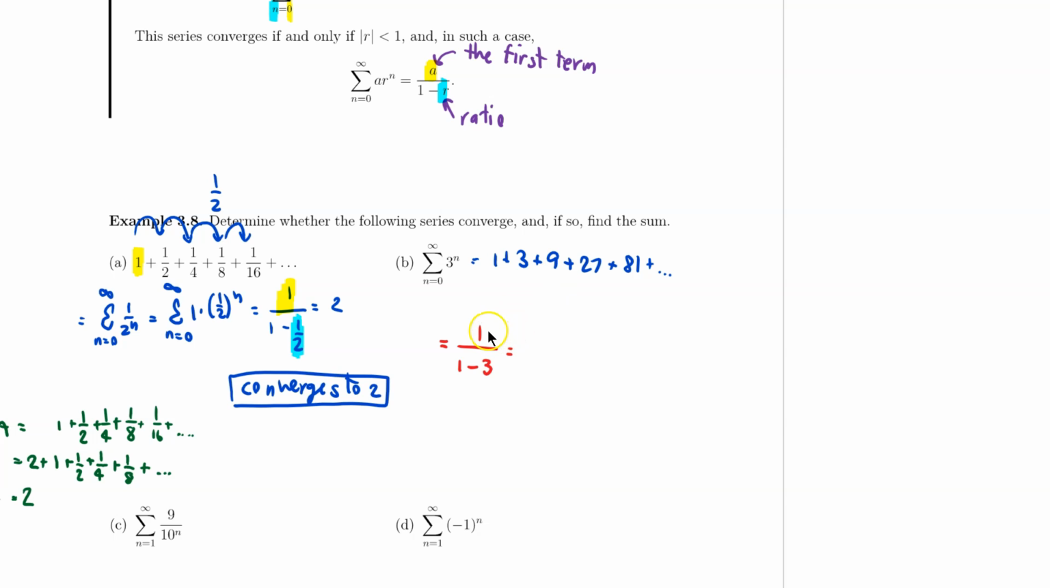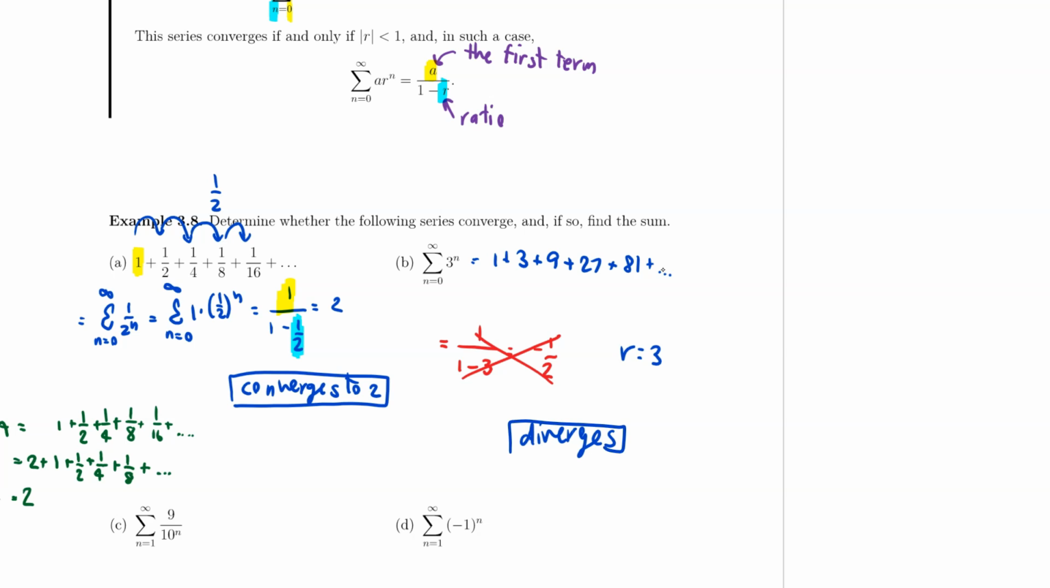Now if I divide 1 by 1 minus 3, which is negative 2, I'm going to get negative 1/2, which looks kind of weird because if you add all these numbers up, how are we going to get negative 1/2? And this is because this is not correct. This formula only works when the absolute value of the ratio r is less than 1. In this case, because my r is 3, the absolute value of this is greater than 1. So that means I can now conclude that this series is going to diverge.